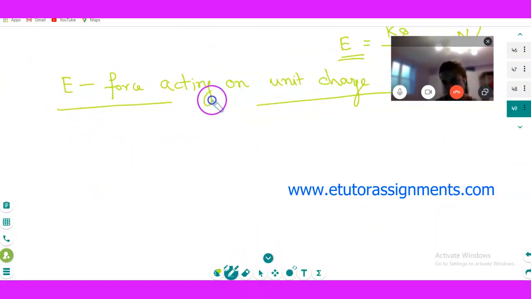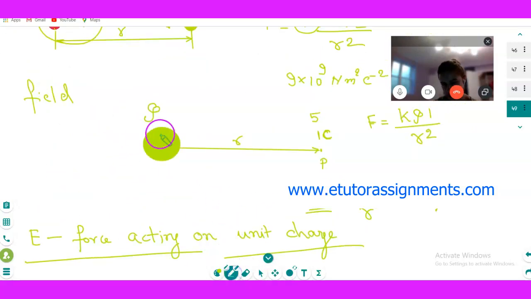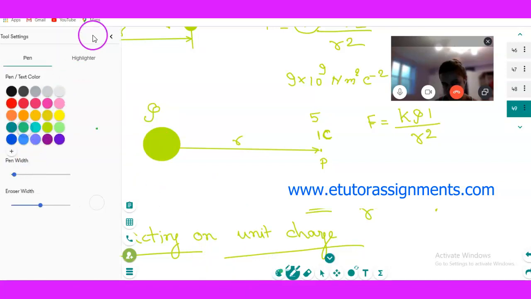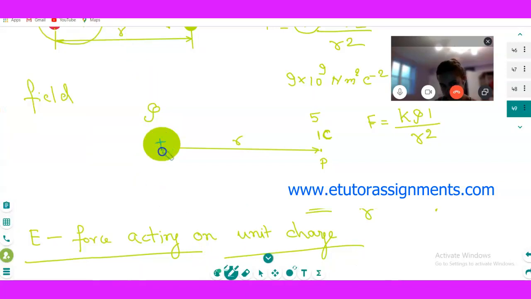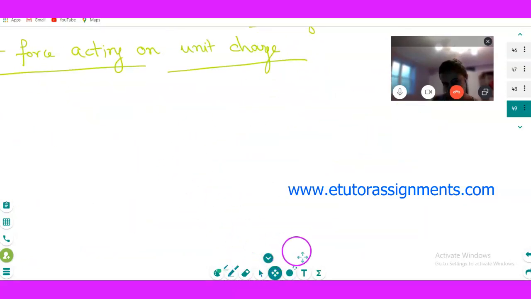Now the electric field has a direction. Suppose the positive charge is here. What is the direction of the electric field? If the positive charge is here, see, the positive charges will repel each other, so it's going to be outside. Out this side, correct?